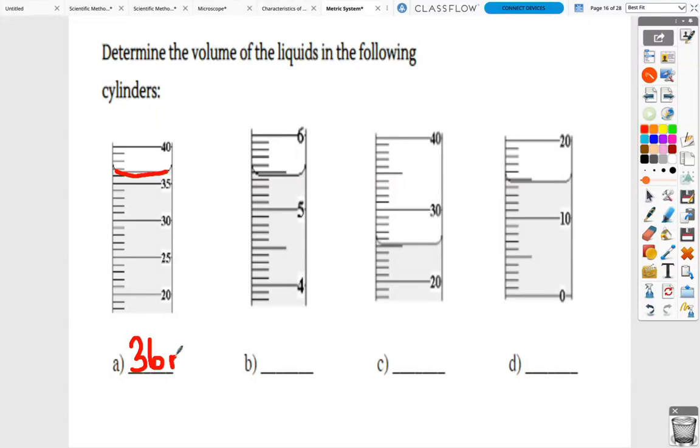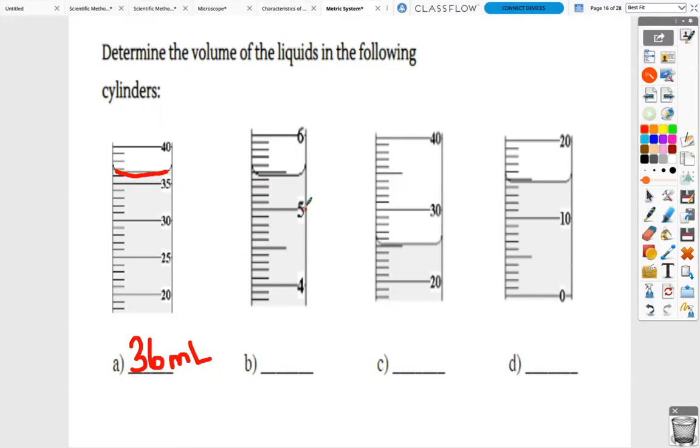Now, when you're going through, make sure that you also include your units, because the number 36 can mean anything: 36 years, 36 seconds, 36 grams. So, we need to make sure that we mark whatever units of measure we're using. Since this is volume in a graduated cylinder, that would be milliliters. Okay, going on to part B.